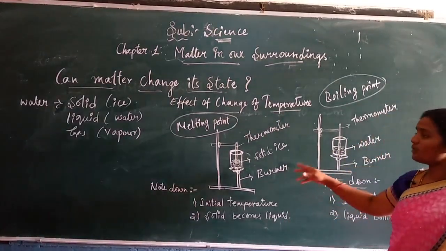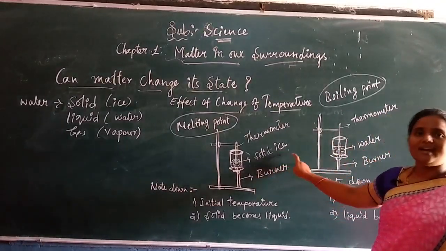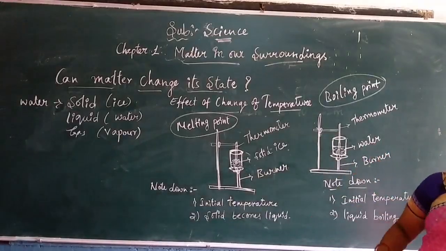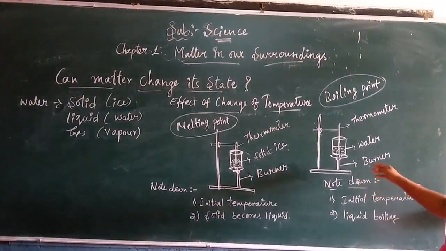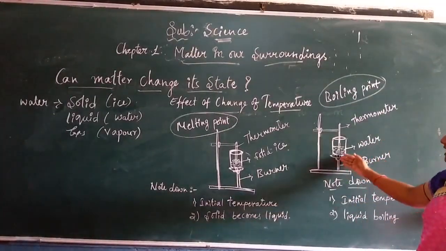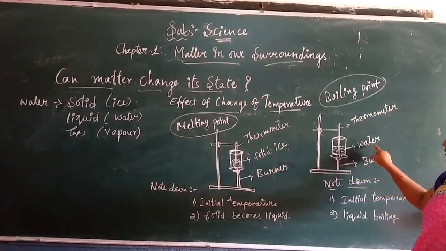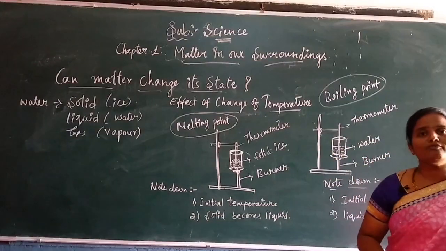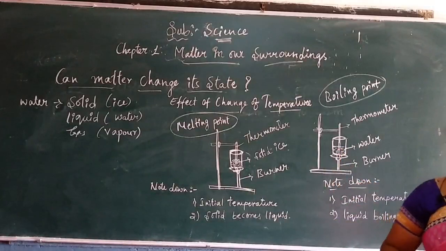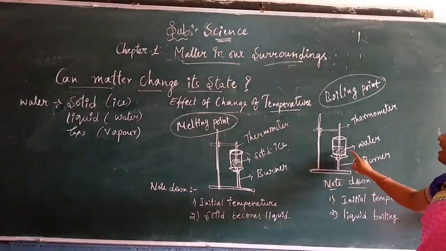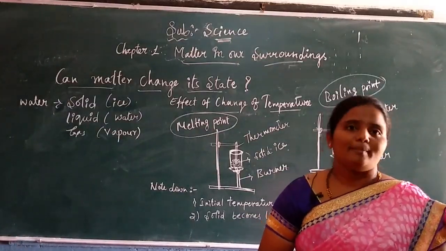Then we will do the same experiment with the same setup by taking water. Instead of solid ice, we are using water, the liquid form of water. The same setup: a thermometer, and a burner for heat. What do we have to do first? We have to record the initial temperature of the water. After supplying heat, we have to note down the temperature of the water where it started changing into vapors.